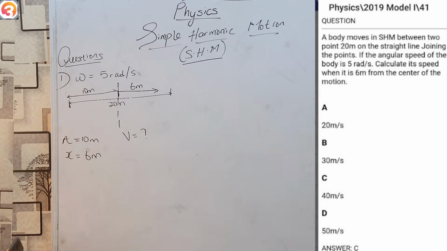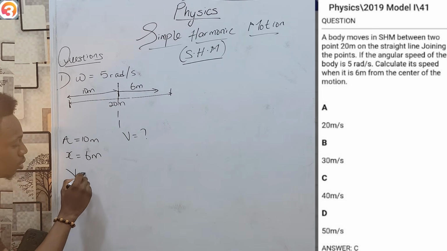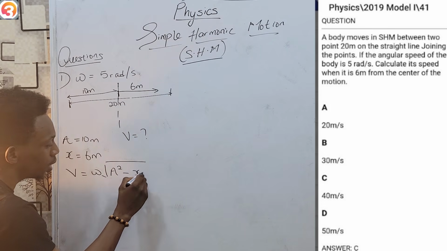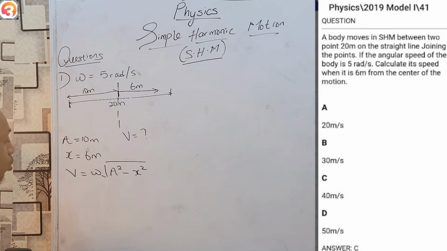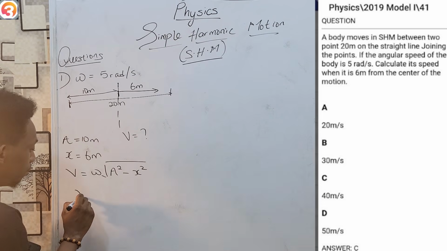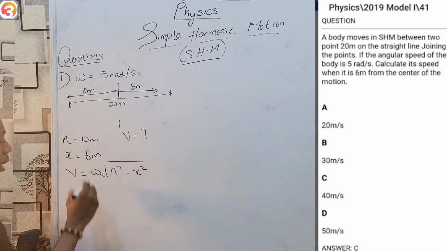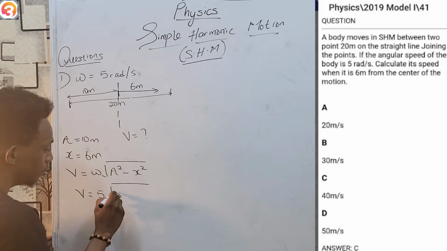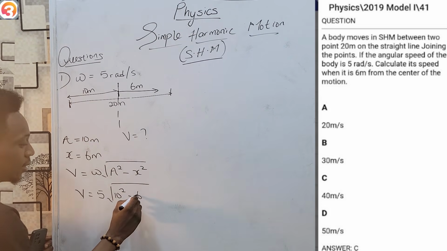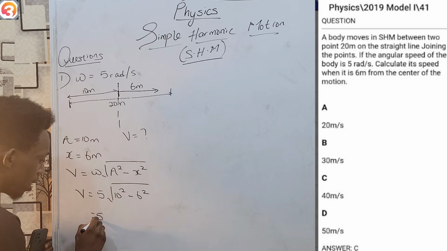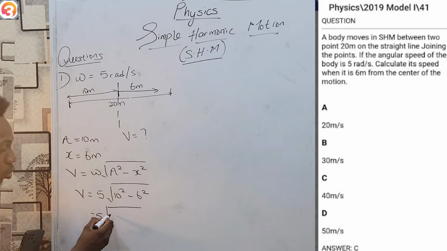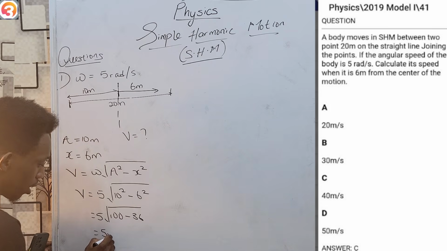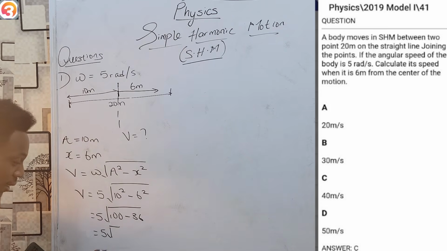And if you recall from the formulas we have for this kind of equation, this is my best formula to apply. v equals omega square root of a squared minus x squared. And that simply gives me that v equals my omega is 5, square root of a is 10, and x is 6. So that becomes 5 root 10 squared is 100, 6 squared is 36. And 100 minus 36 is 64.